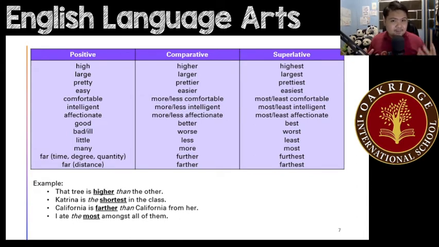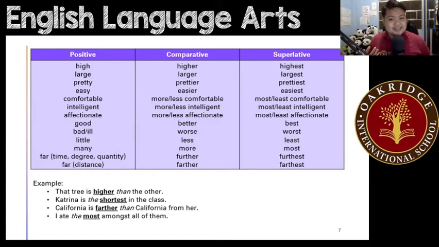There are times where you have to change the spelling, right? For example, the word good. Good becomes better, becomes best. Better for comparative and best for superlative. Another one is bad or ill. Ill is when you're not feeling well, you're feeling sick. The comparative form is worse, and then superlative is worst.